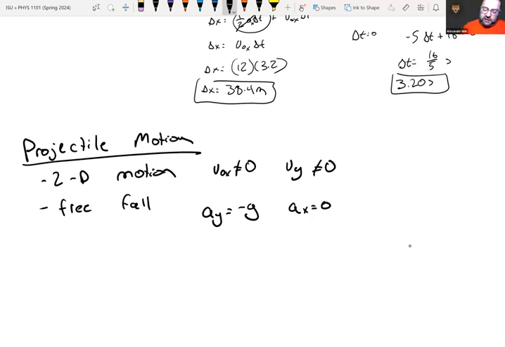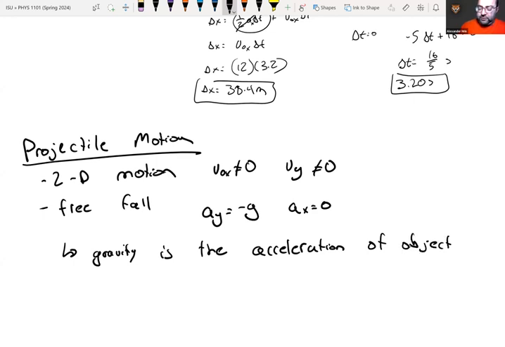Okay, so the idea here is that gravity is the acceleration of the object. If this is what's going on, then we have projectile motion. If there are other accelerations of the object, then it's not projectile motion. Okay. But this is basically the 2D kinematics we're going to be looking at. Now, this a sub x equals 0, that is crucial. That makes your x components significantly simpler, and it makes some things go right.